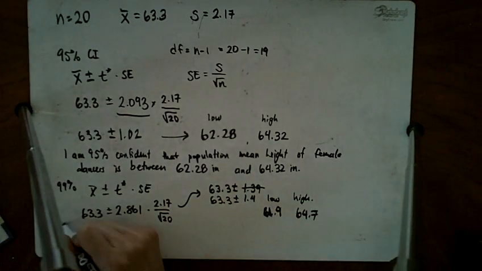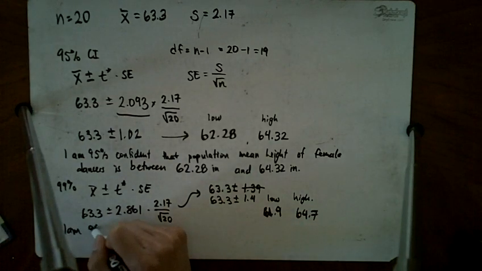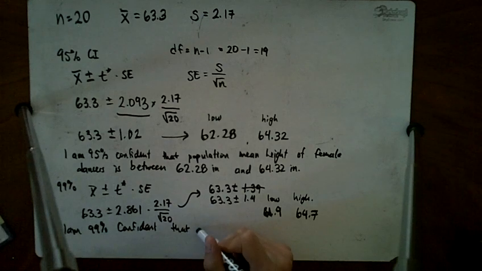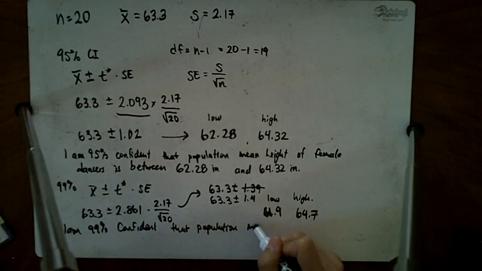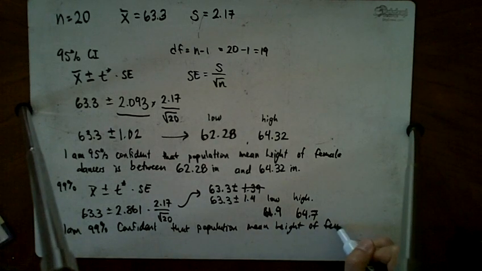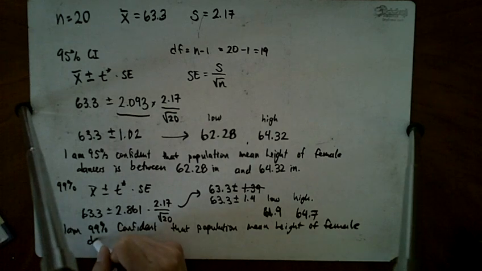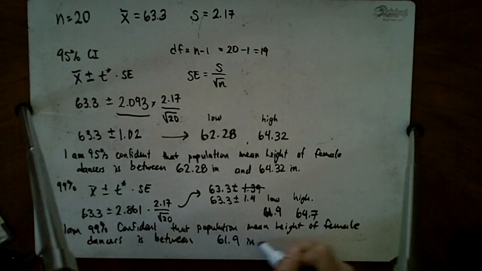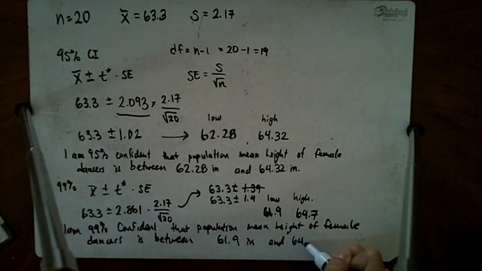Okay, so I am 99% confident that the population mean height of female dancers is between 61.9 inches and 64.7 inches.